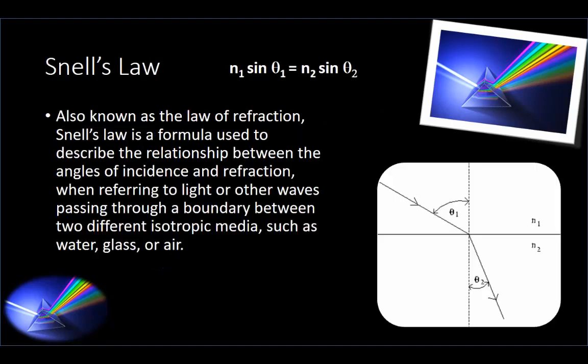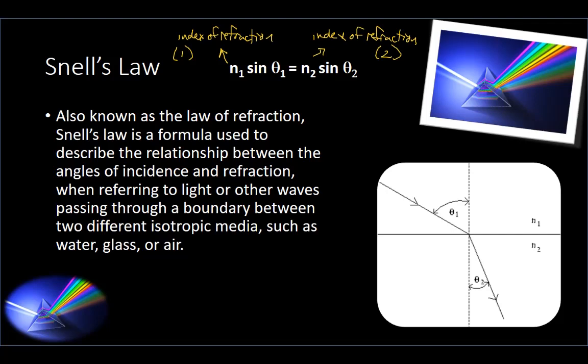Now, this is probably one of the more important equations that you'll use in second semester, so please make sure you make note of this. Notice we have n1, which represents the index of refraction for the first material. And here, n2 is the index of refraction for the second material. Theta 1 and theta 2 represent the angle off the normal.